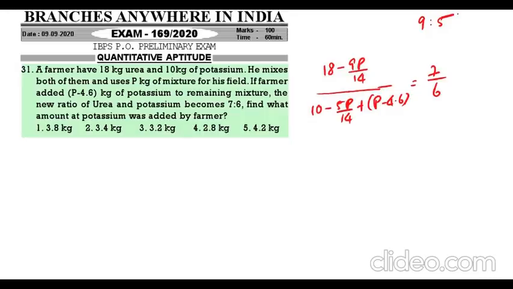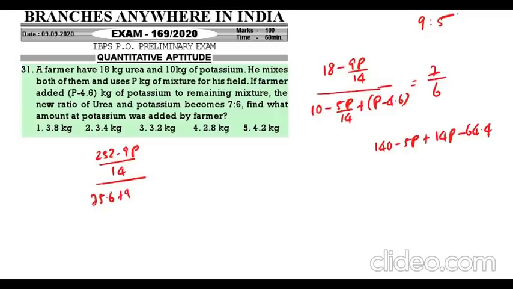Now solving this, 14 is the LCM, 18 into 14 is 252. So 252 minus 9p by 14 by this one. 14 is the LCM. This one will become 140 minus 5p, then 14p minus 14 into 4.6. 14 into 4.6, that is 64.4. Now 14p minus 5p is 9p. 140 minus 64.4 is 75.6 plus 9p by 14 is equal to 7 by 6.